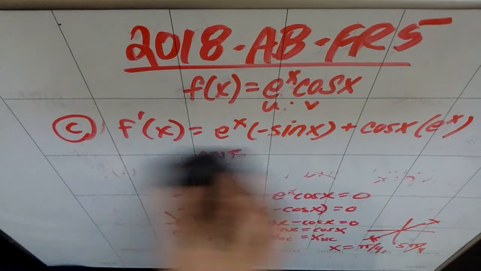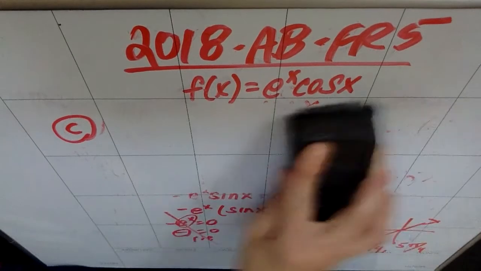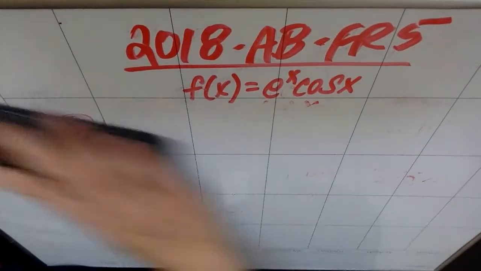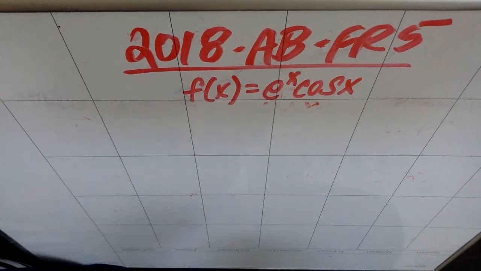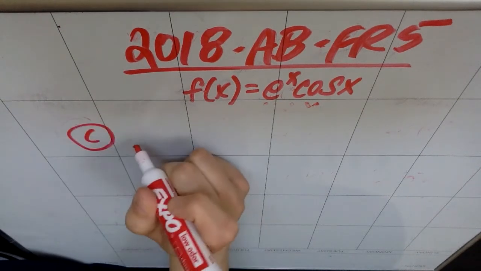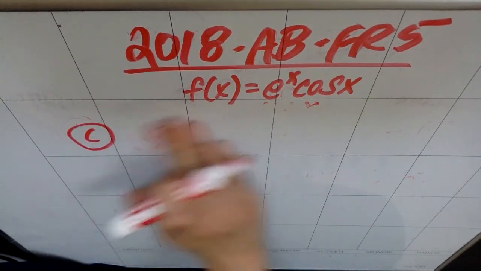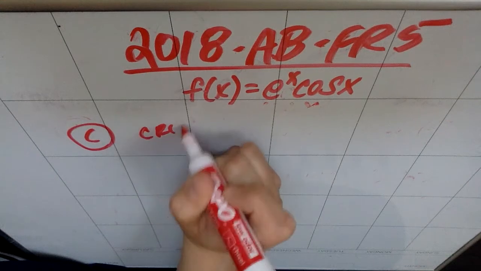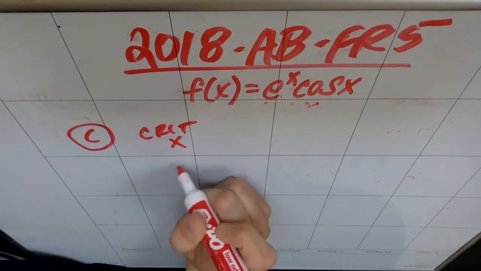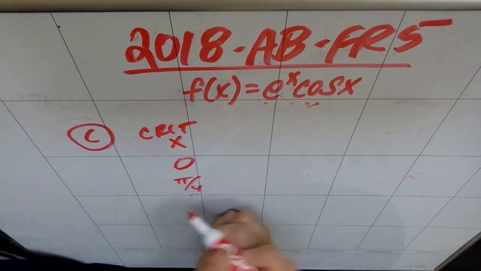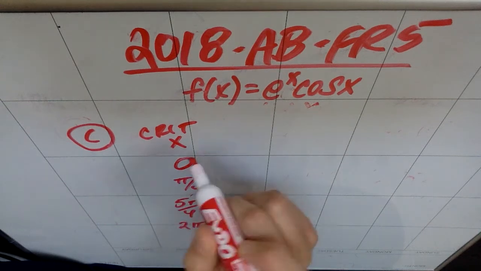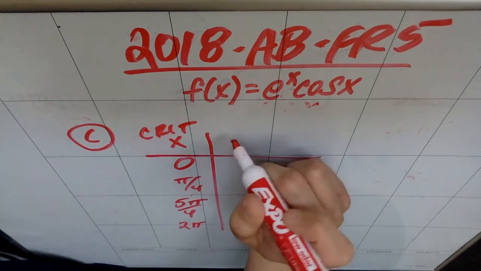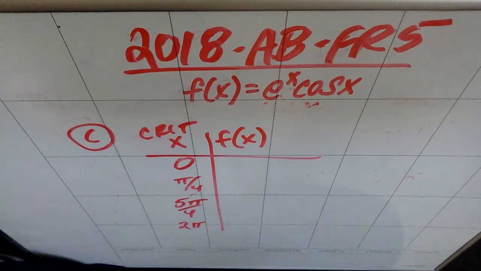So I'm plugging into the original, not the derivative. My critical numbers, there's no point in making a sign chart. I just want to find out which one's the lowest, so I might as well plug in. My critical x's were 0, pi over 4, 5 pi over 4, and 2 pi. And I want to know which one has the absolute lowest value. So I'm going to plug in.